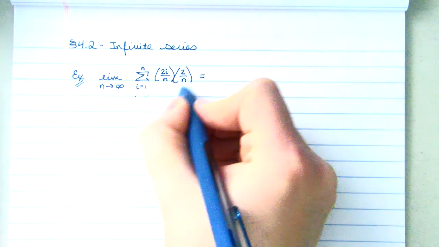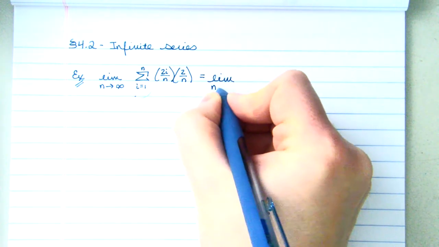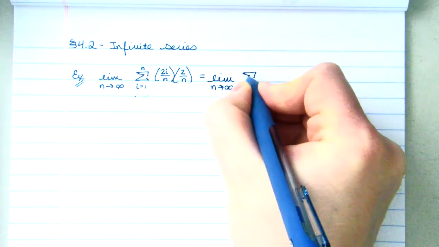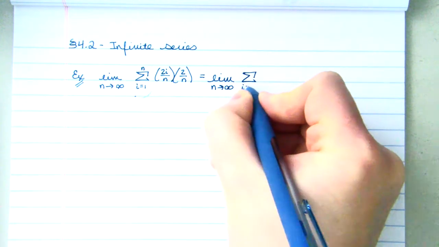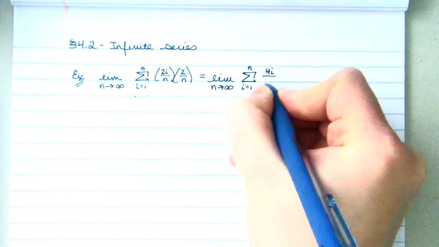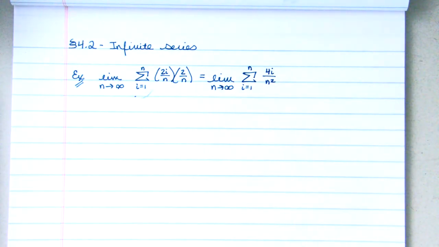Well, let me try to clean up the stuff inside that sigma. Why don't I actually go and multiply those two fractions together? I'm going to make this the limit as n approaches infinity of the sum as i goes from 1 to n of 4i over n squared.